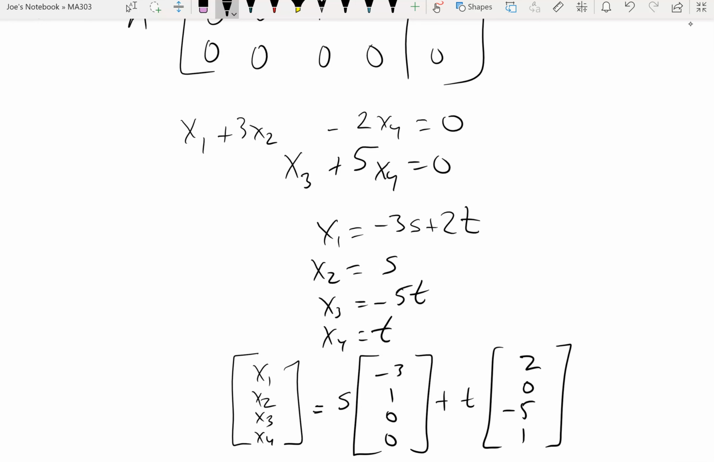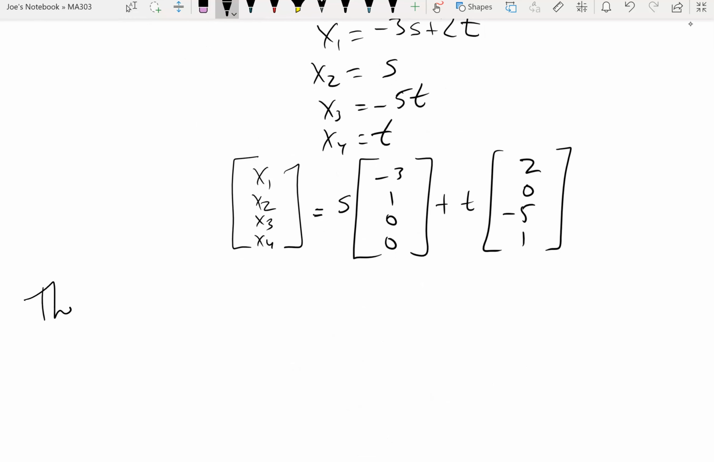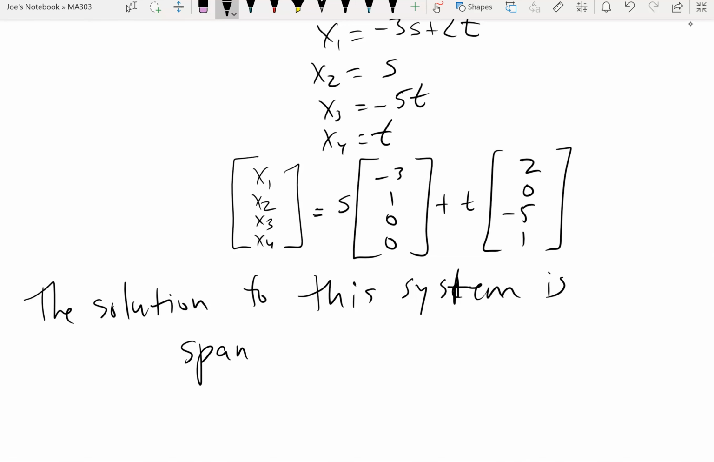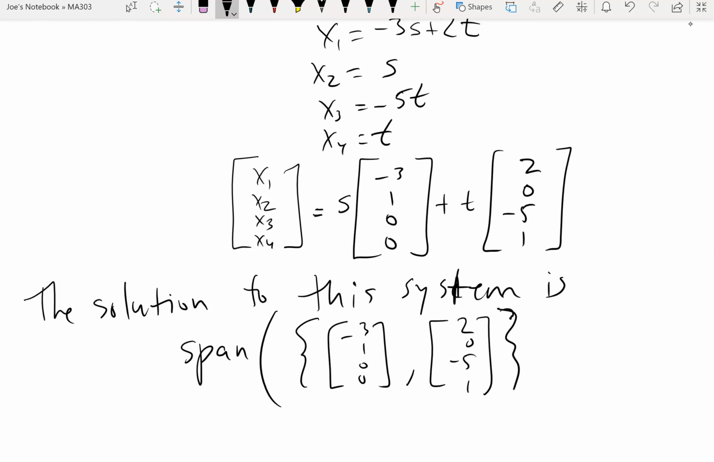So what we notice is that, I will just write this down, the solution to this system can be written as a span. It's the span of these two vectors. Now we're writing it as columns, but the solution to that homogeneous system can be written as a span of those particular vectors. Notice that this is a subspace.